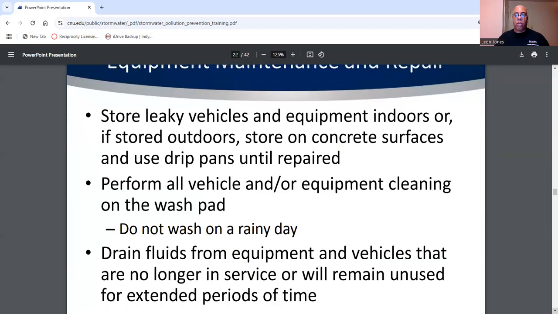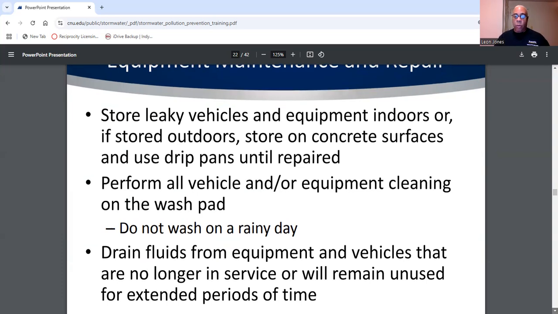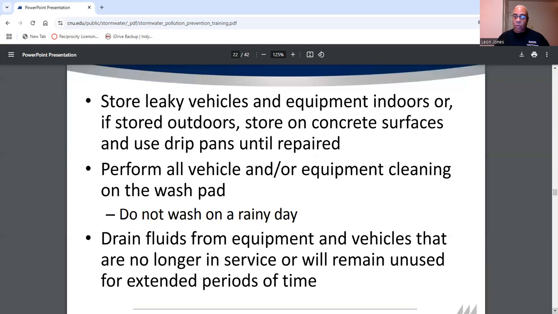Store leaky vehicles and equipment indoors, or if stored outdoors, store on concrete surfaces and use drip pans until repaired. Perform all vehicle and or equipment cleaning on the wash pad. Do not wash on a rainy day. Drain fluids from equipment and vehicles that are no longer in service or will remain unused for extended periods of time.